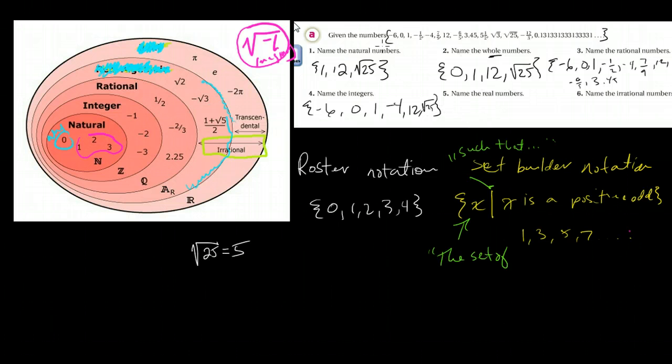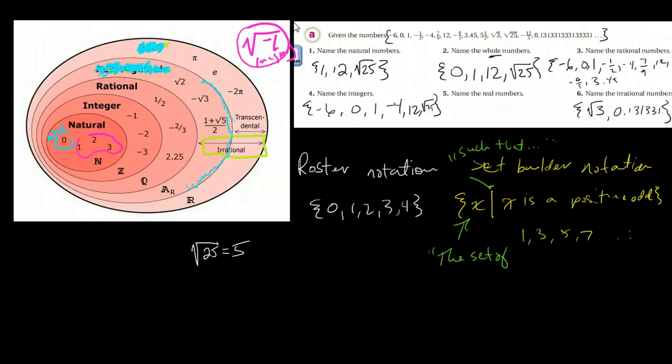Real numbers, all of them are real numbers. The whole set is real numbers because none of them are the square root of a negative number. And the irrational numbers, we only have 2 of them. Here it looks like that'll be the square root of 3 is an irrational number. If you don't believe me, put it in your calculator and see what it looks like. And 0.131331, so on and so forth. Those are our only irrational numbers.